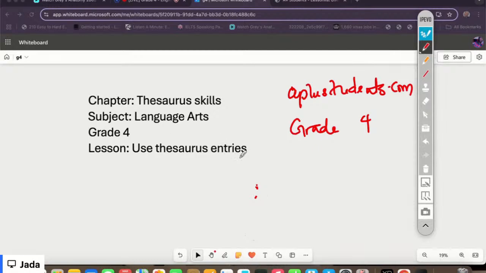Today our chapter will be Thesaurus skills. First, you have to log in using aplusstudent.com. You click on grade 4, and then the chapter is Thesaurus skills, and the lesson will be Use Thesaurus Entries.